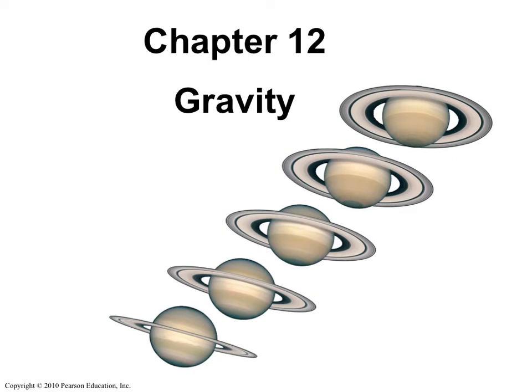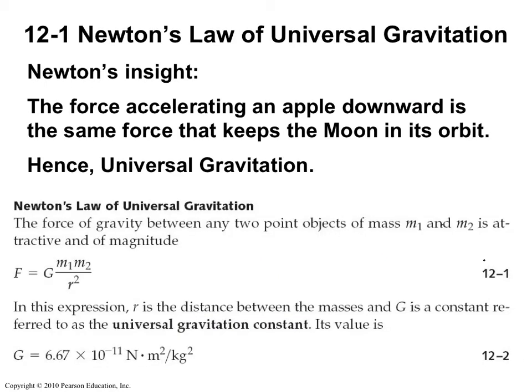Okay, so today I'm going to be talking about gravity, specifically Newton's law of gravitation. With Newton's law of gravitation, he thought, well, because there's gravity on Earth, there must be the same type of gravity that is holding the moon in its orbit. This is when he came up with universal gravitation.